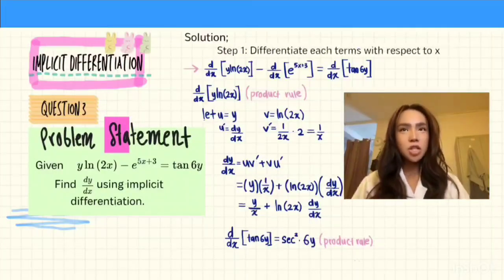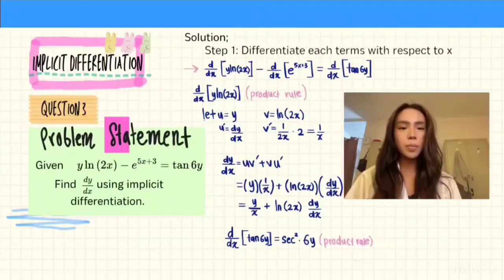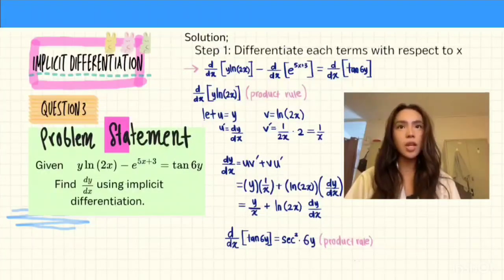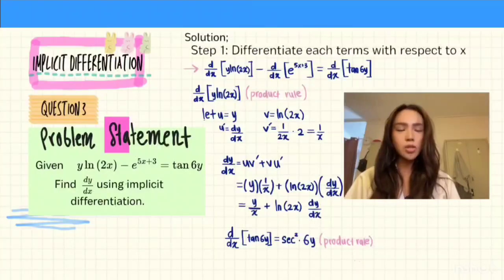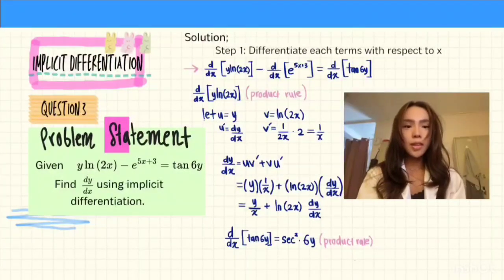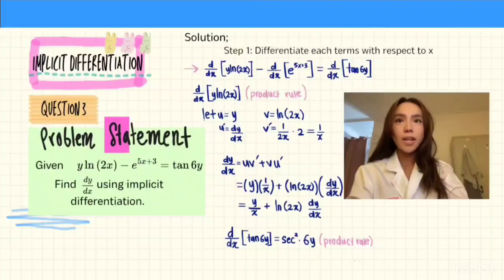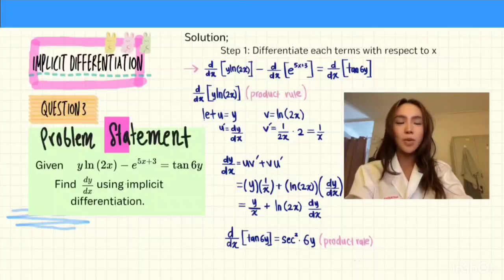Step 1 is to differentiate each term with respect to x. For the first term, product rule will be applied. This means we have to let u equals y and v equals ln 2x. Then find u prime and v prime. Once you get the values, just substitute in the formula. The answer will be y over x plus ln 2x times dy/dx.